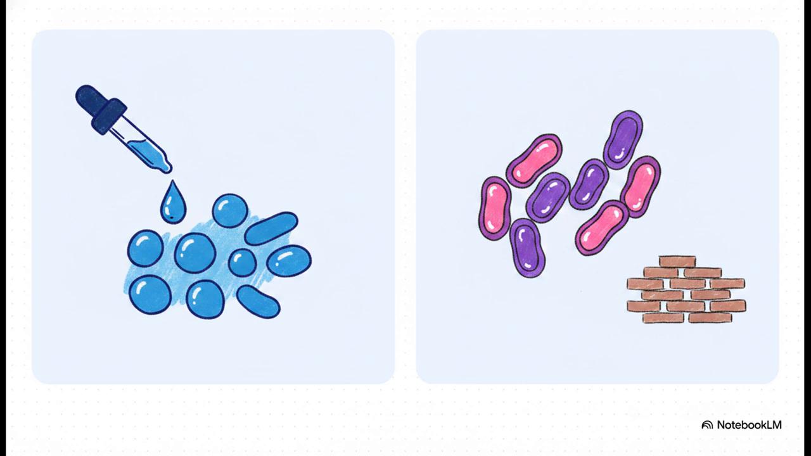But gram staining? That is our masterstroke. It fundamentally differentiates bacteria into two distinct camps, gram-positive and gram-negative. It distinguishes them based on the complex architecture of their cell wall. So this isn't just about making them visible. It's about unlocking deeper structural clues that tell doctors how a bacterium behaves and ultimately how to treat it.